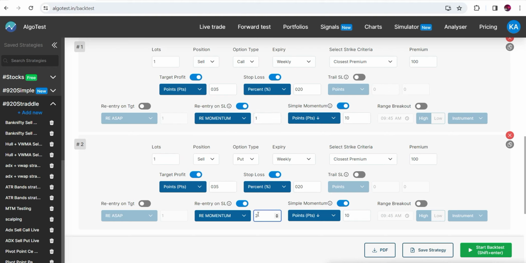Now we will discuss the second feature, that is re-momentum reverse. So how does re-momentum reverse work? It will work the same, but the only thing is it will reverse the position. How does it reverse the position?